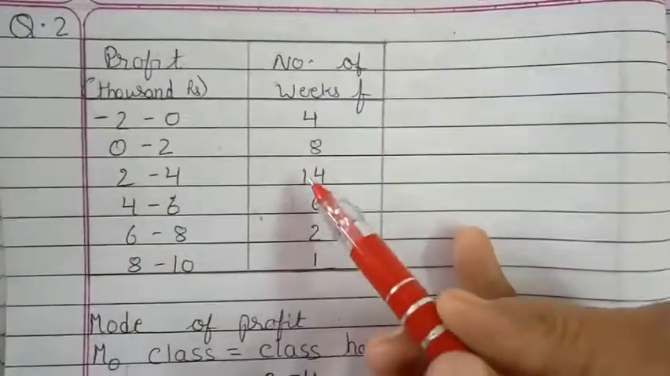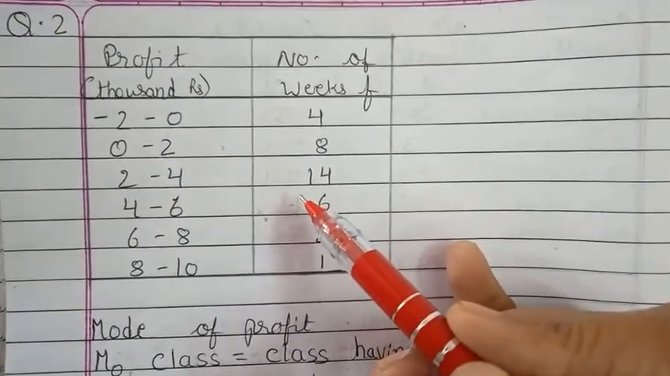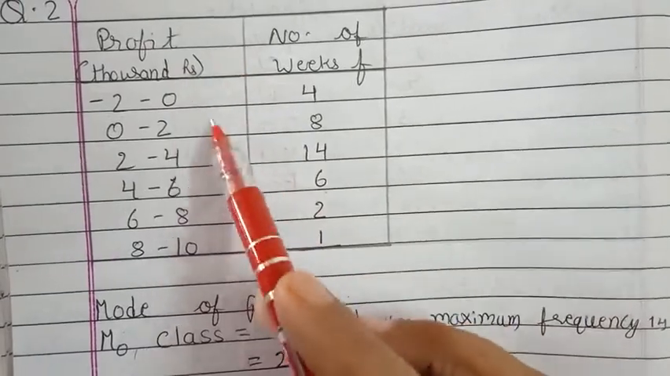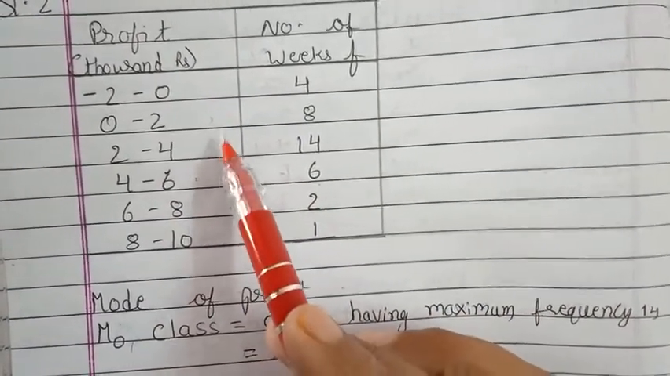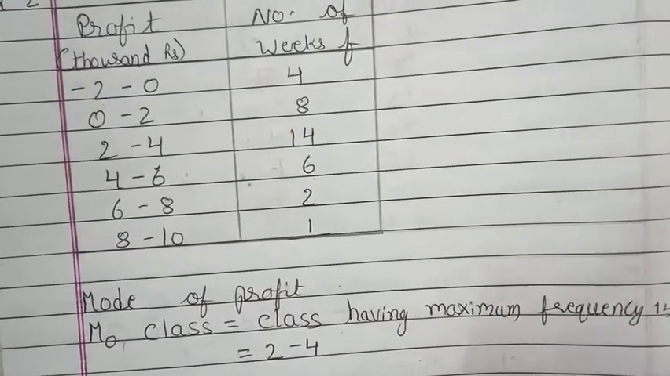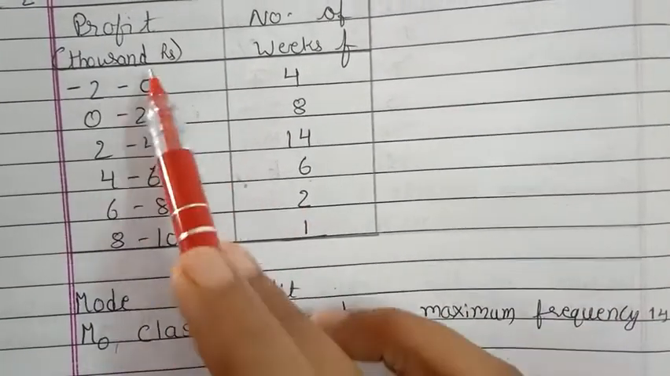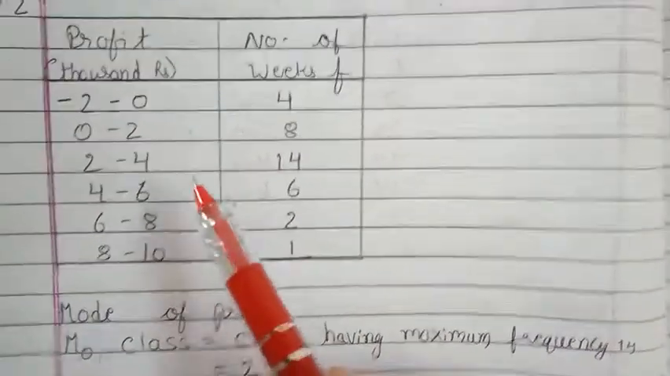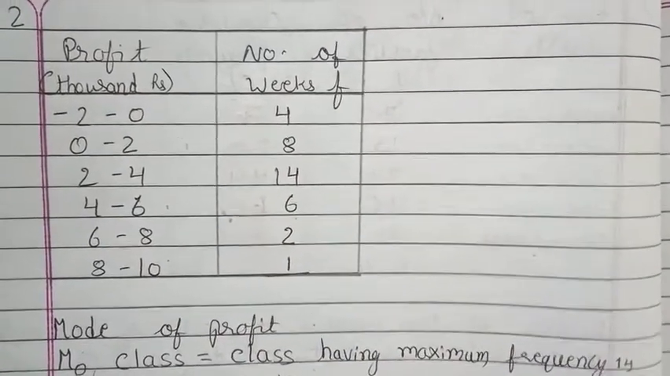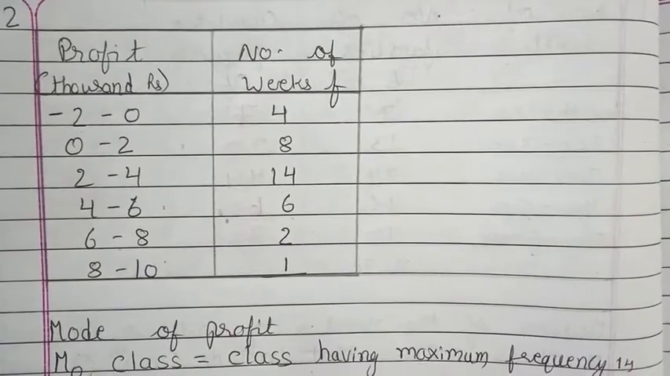Now this is our second question. In this they have given us the weekly profit and loss information of a vendor, and we have to find the mode profit. As a continuous frequency distribution is given, we can use our formula, that is L plus (Fm minus F1) upon (2Fm minus F1 minus F2) into C.